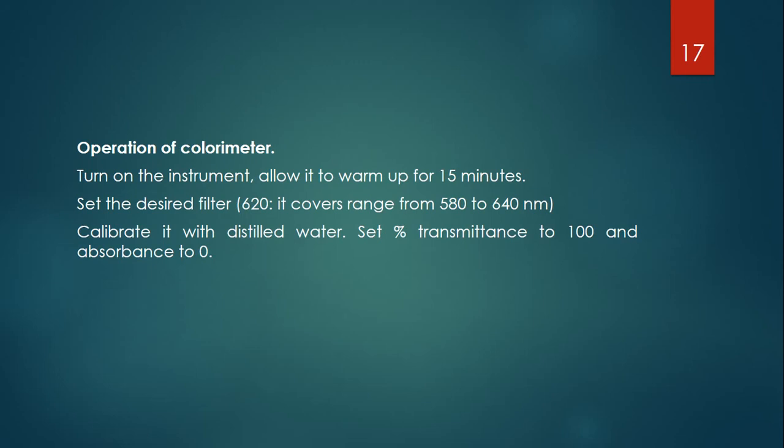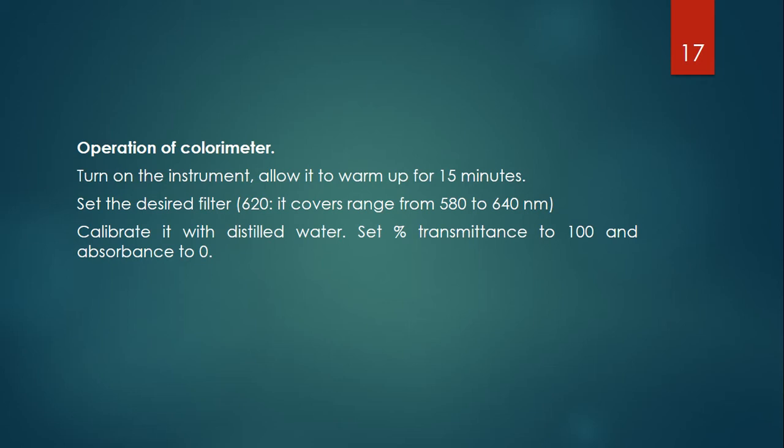How to operate the colorimeter? So turn on the instrument and allow it to warm up for 15 minutes. Then set the desired filter. As we have discussed, we can choose the filters based on our requirement. So as we have seen that reduced DNSA shows maximum absorbance at 600 nanometer. So we would be requiring the wavelength corresponding to 600 nanometer to pass through our solution. So we are going to choose 620 number filter because it covers the range from 580 to 640 nanometer.